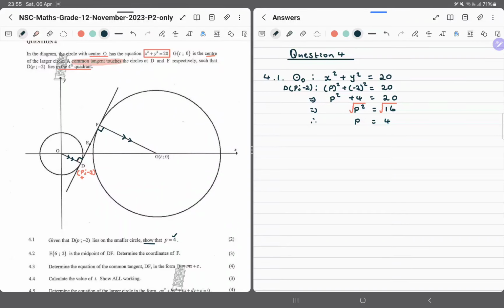Why are we choosing a plus 4? Because we were told that point D is a point in the fourth quadrant, so the x coordinate should be positive.